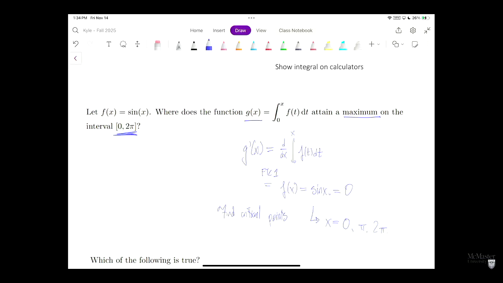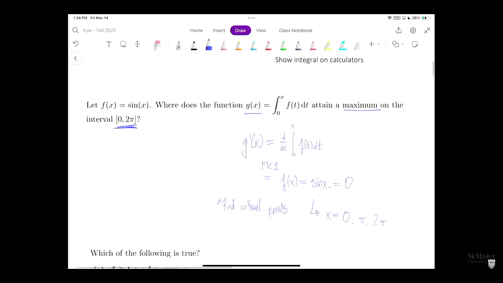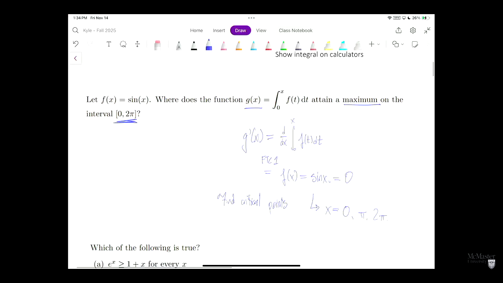Are there any places where g prime is undefined? Are there any points? No, there's no points, because sine of x is a continuous function, but we should make sure still that we're checking, at least in our head. We can also notice that 0 and 2 pi overlap with our boundary, so we don't have to check our boundary separately. All we have to do now is plug in and find g at those values.